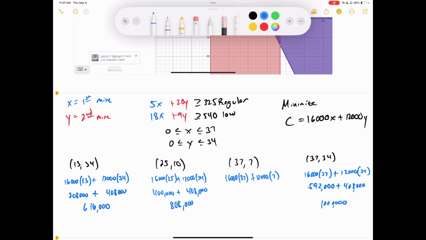So we're plugging these into the objective function, that C equals 16,000 times 37 is 592,000 plus 12,000 times 7 is 84,000. That's 676,000. So we were trying to minimize, so we look for our smallest number. So my answer would be this one. It'd be best to do 13 hours of the first mine and 34 hours of the second mine.